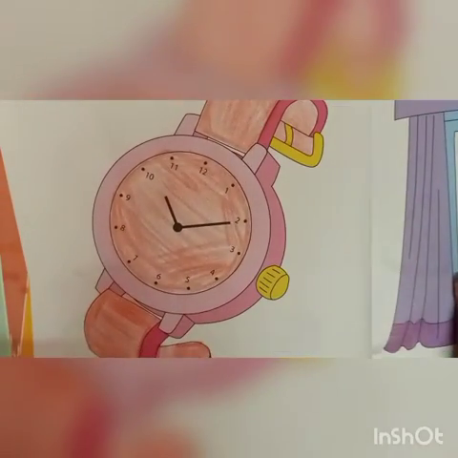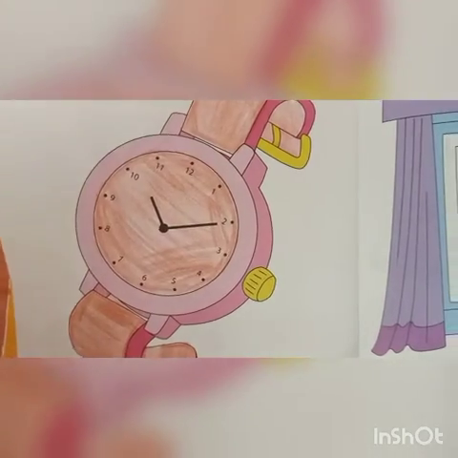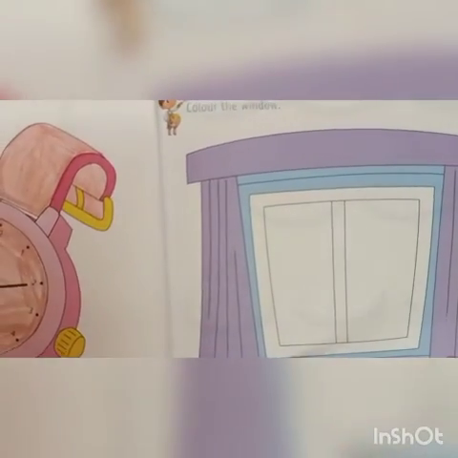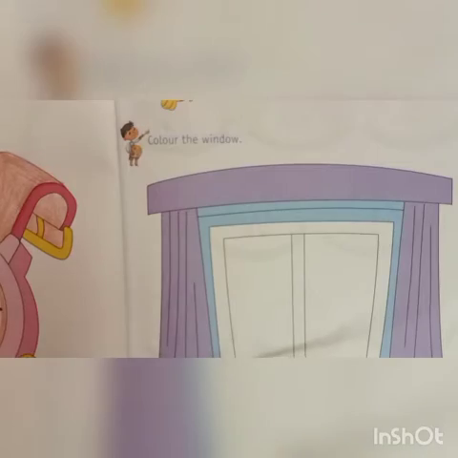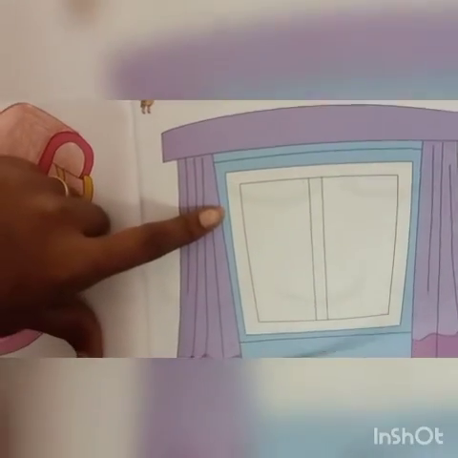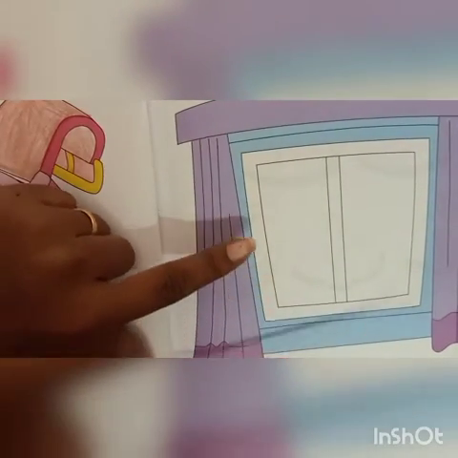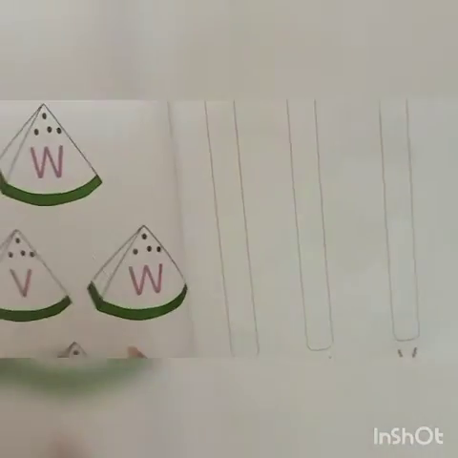So you all can see we have completed coloring the watch. On the next page there is a picture of window, W for window. So you have to color the picture of window as well. That is your homework. Now we'll go to the next page.